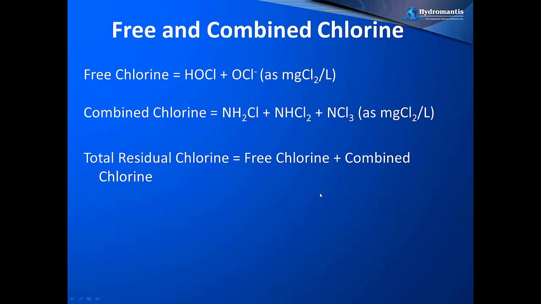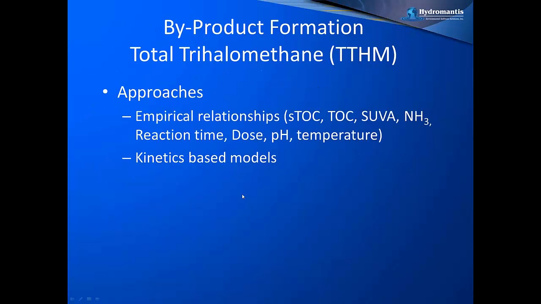Now, as I said, depending on which zone we are in, some of the chlorine will be combined chlorine, which is monochloramine, dichloramine, or trichloramine. That's the combined chlorine, which also has a disinfection efficiency, but it is not as potent as free chlorine, which is hypochlorous acid and OCl ion in the system. So we define free chlorine and combined chlorine, and then the total residual chlorine includes the free chlorine plus the combined chlorine in the system.